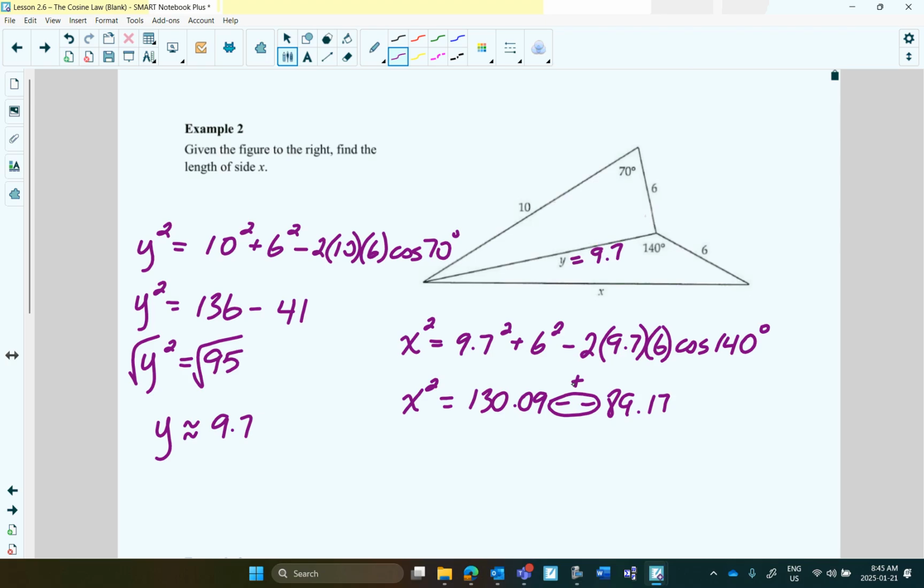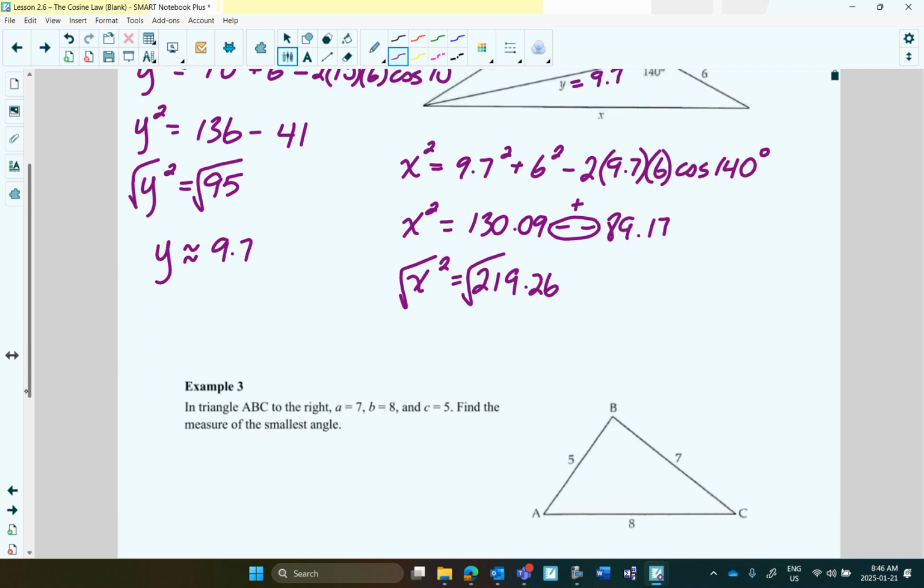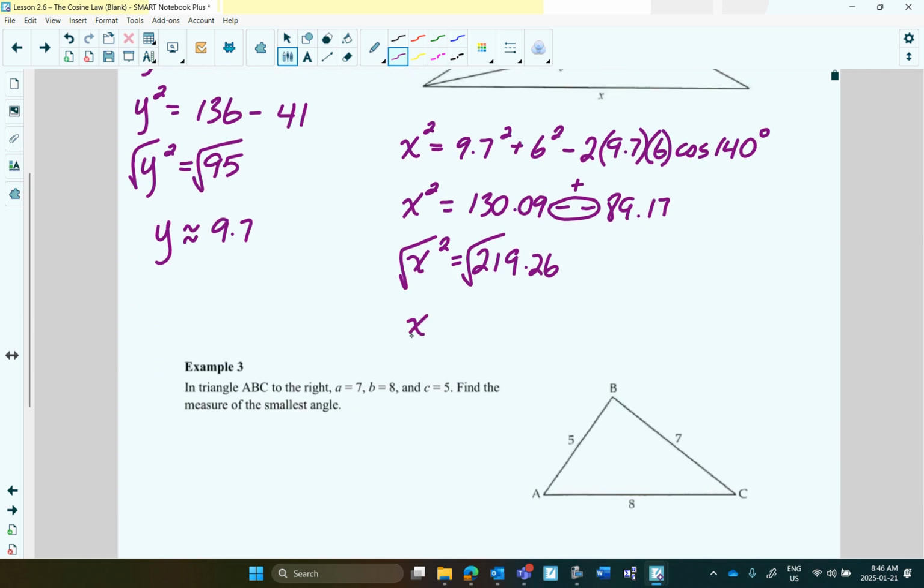So we add those together. We get 219.26. Square root gives us the final answer for x of about 14.81 to 2 decimal places, or just 14.8 if I go to 1.